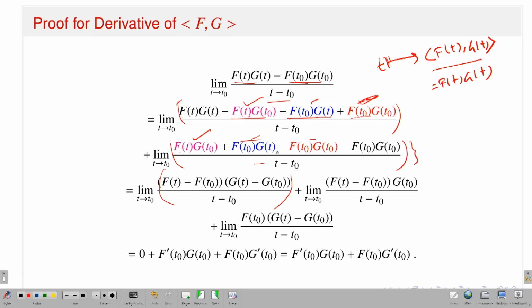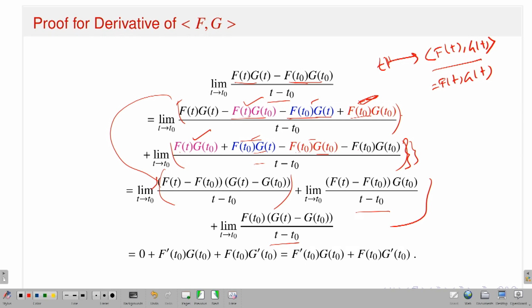One is (F(t) − F(t₀)) times G(t₀) divided by (t − t₀), and this combination, this is F(t₀) take common, (G(t₀) − G(t)) divided by (t − t₀). First one is nothing but this one, and the second one you can break out into two parts. Now look at the limit, what will happen?